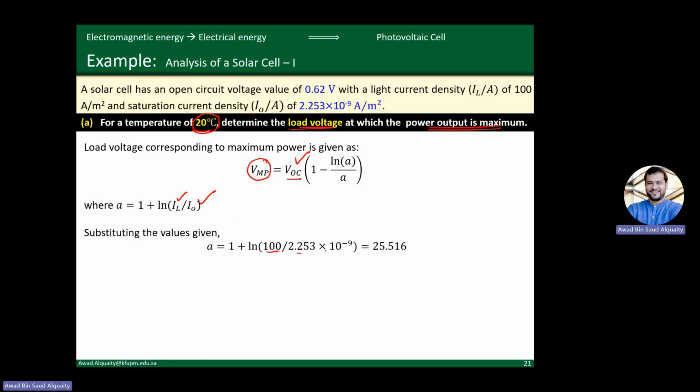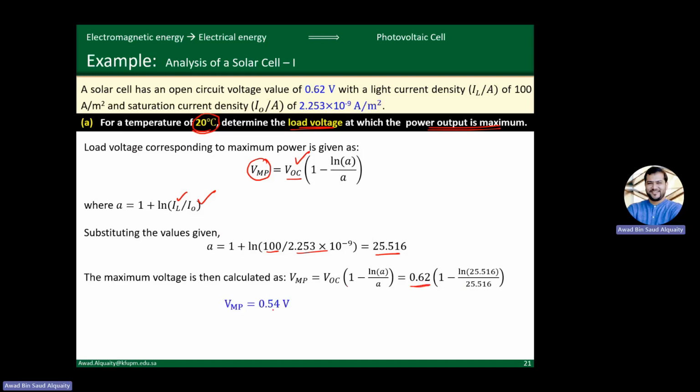So this is the appropriate current densities. You get the value of 25.516 for A. Then you can substitute that in the equation for VMP. The VOC is given as 0.62. And when you do the math, it comes out to be 0.54. So this is the voltage corresponding to maximum power. And as we said, and as we expect, VMP is smaller than VOC, right? Although it's kind of close, but it surely is smaller. It's 0.54. This is the first part of the problem.